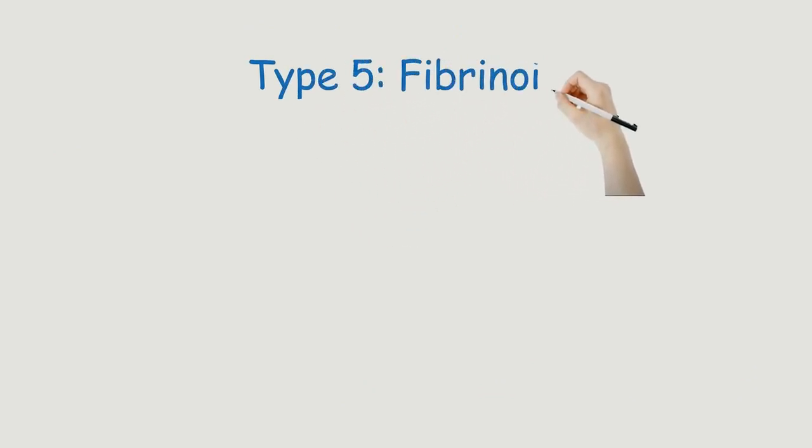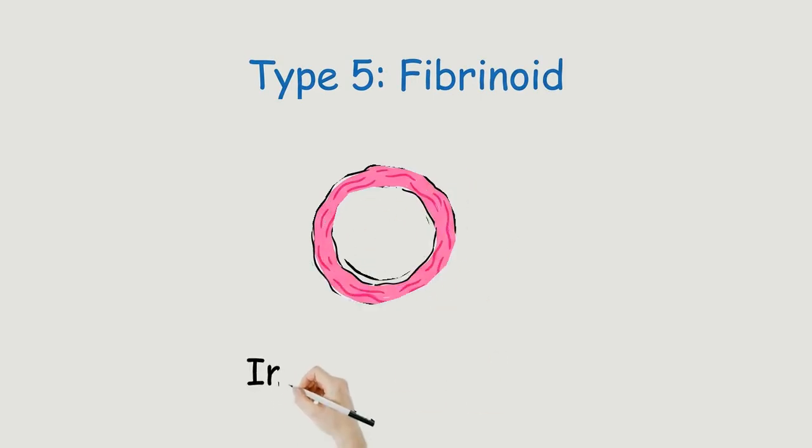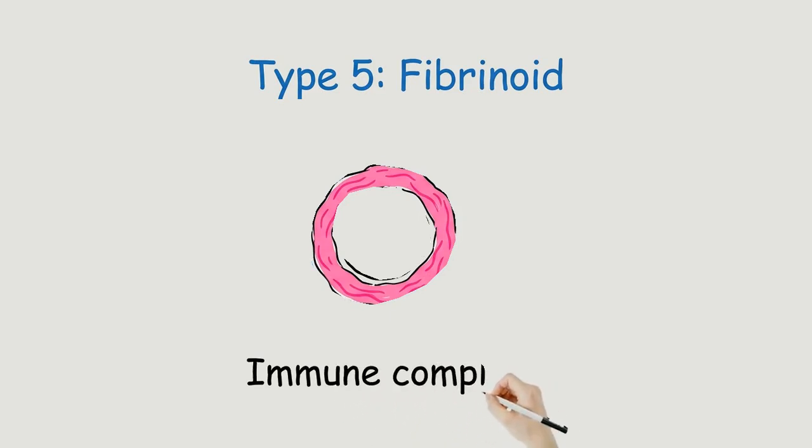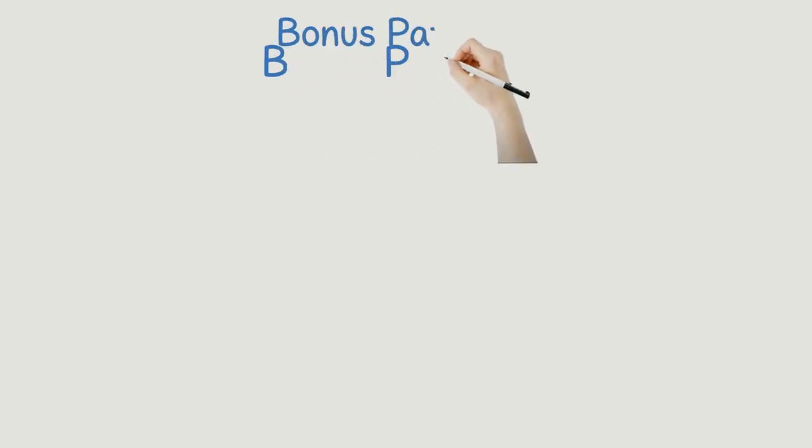Type 5 is fibrinoid necrosis. This only happens in blood vessel walls. Immune complexes deposit in the vessel wall, activate complement, recruit neutrophils, and neutrophil enzymes destroy the wall. On histology, the vessel wall looks bright pink and fibrin-like. Classic associations include polyarteritis nodosa, malignant hypertension, rheumatic fever, and lupus vasculitis.